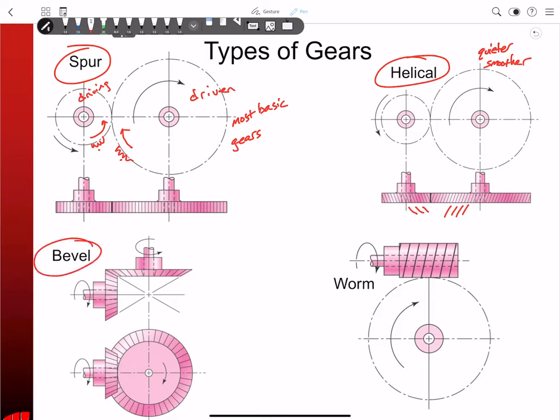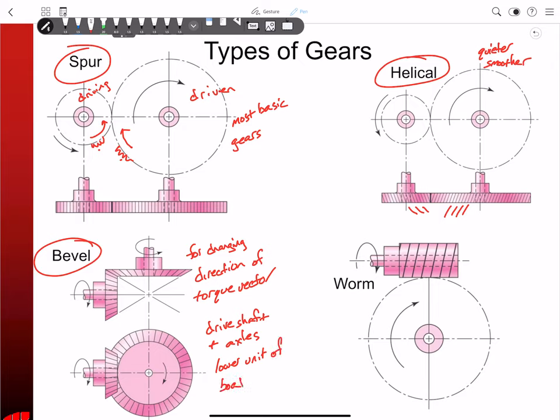Bevel gears, so this is for changing angles, or changing, we can call it, the direction of the torque vector. For instance, drive shafts and axles, or the lower unit of a boat engine. Something like that. So that's kind of tricky.